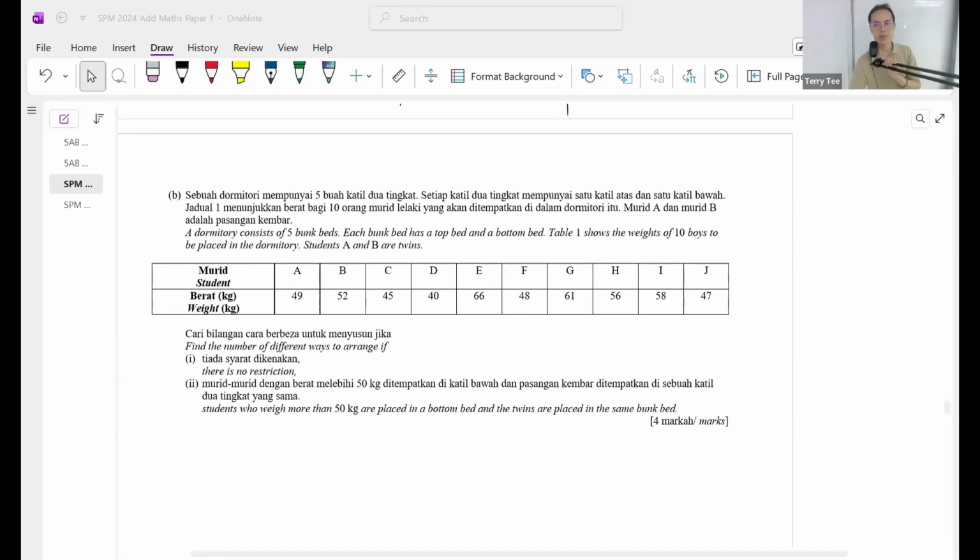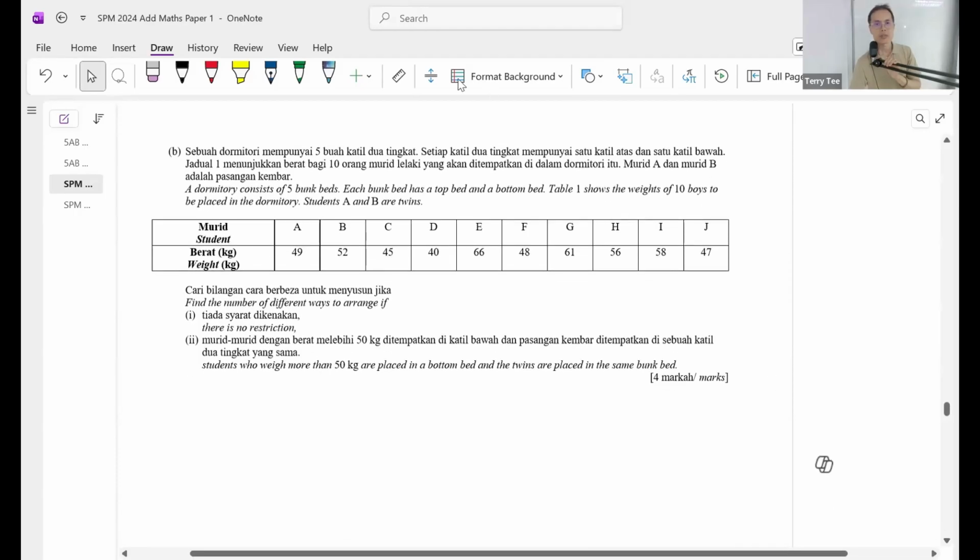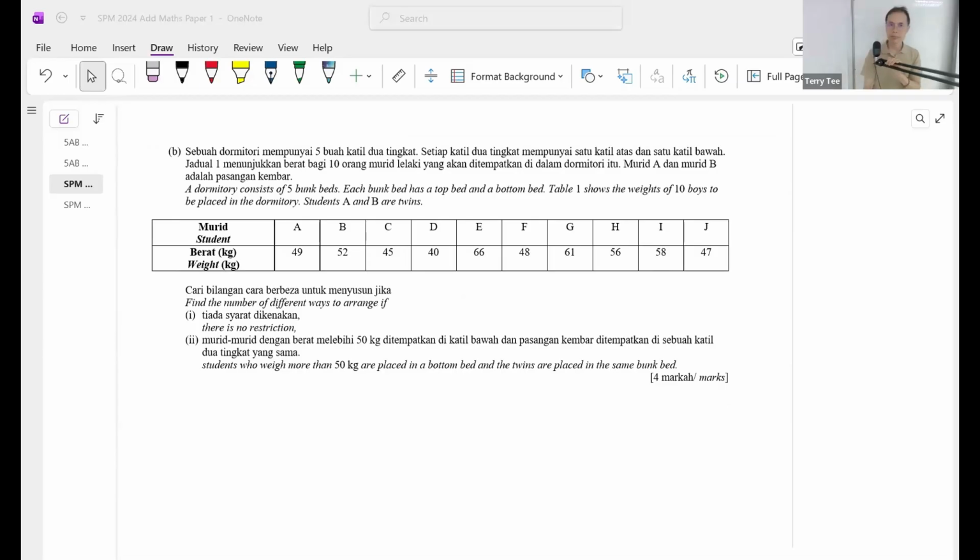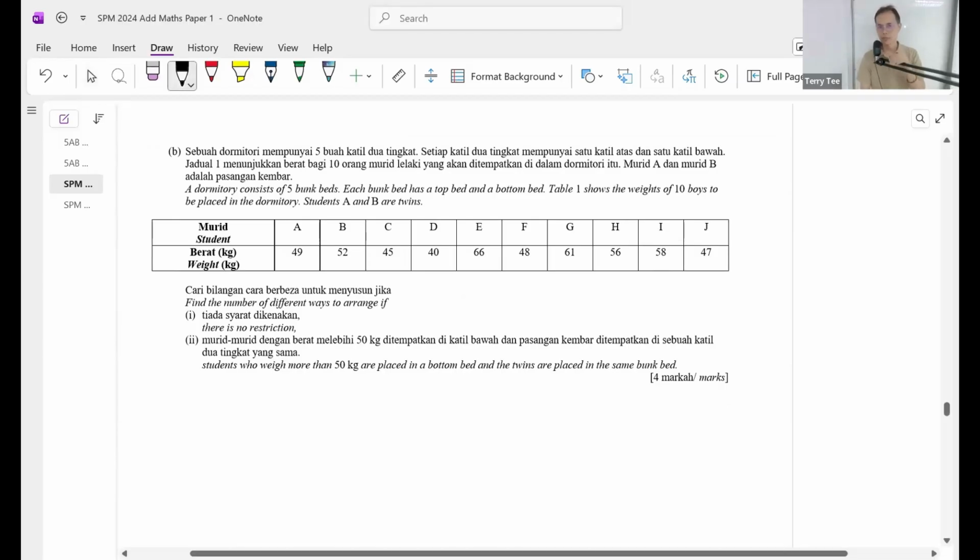Okay, so here we have a dormitory. Let me just explain. A dormitory consists of 5 bunk beds. Each bunk bed has a top bed and a bottom bed. Table 1 shows the weight of 10 boys to be placed in the dormitory. Students A and B are twins, right?